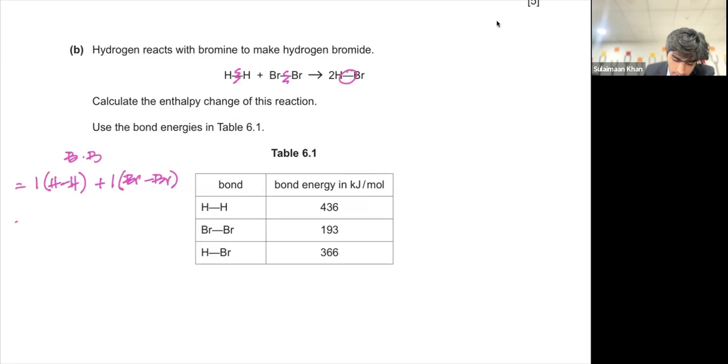So bonds broken, what's the energy taken in during bond breaking? 1 multiplied by the H-H bond, which is 436. So 1 multiplied by 436 plus 1 multiplied by the Br-Br bond, which is 193.